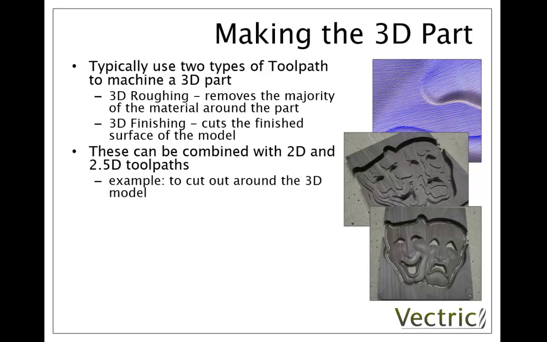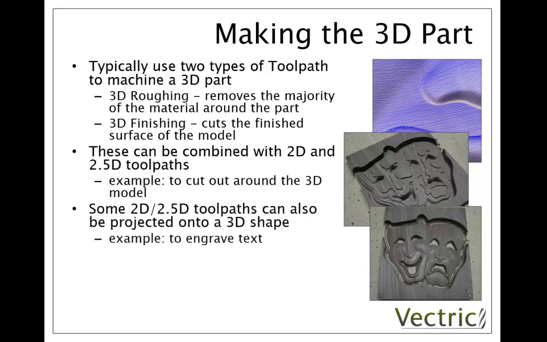Now, as well as doing purely 3D toolpaths, you might combine those with 2D and 2.5D toolpaths. For instance, in this case, we've gone ahead and done a 2D profile toolpath in order to cut the part out when we've finished. Some of these toolpaths could also be projected onto a 3D shape as well. For instance, you may want to engrave text onto a banner or something like that, in which case you'd do your 3D toolpaths first, then you may do something like a V-carving on the text, and there's a checkbox in the toolpath there that says project that onto the 3D model, and that will then just follow the contours of the 3D model with the parameters of the toolpath you've set up.